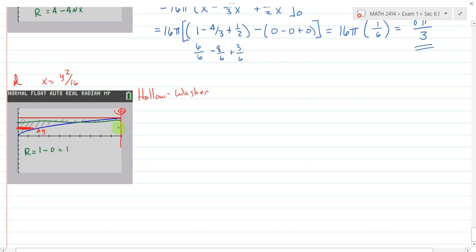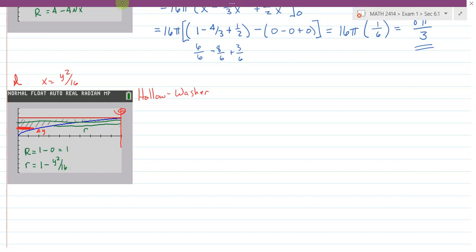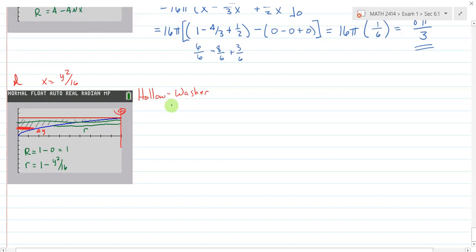My inner radius is going to be this function right here. It stops right there at the r. So my inner radius is going to be the right-hand function, which is 1, minus the left-hand function, which is y squared over 16. So that's 1 minus y squared over 16. So when we set up our integral, we're going to get pi times the integral from where to where?